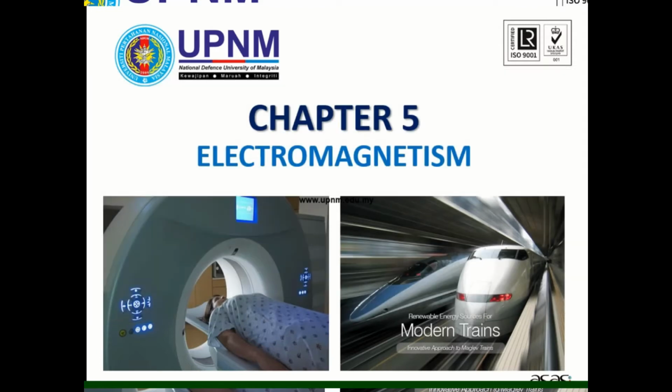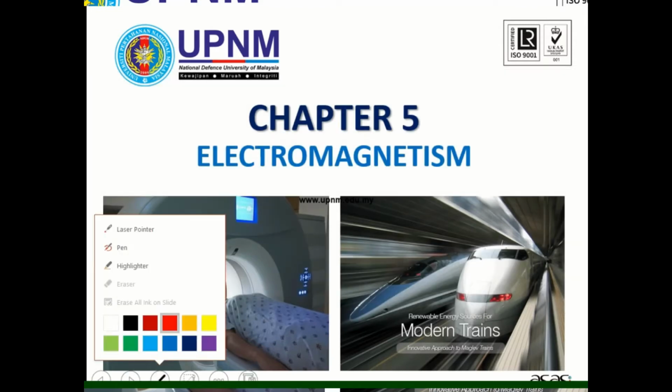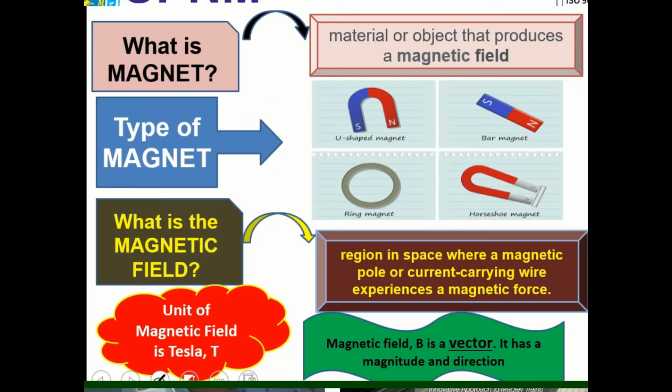We go to chapter 5, electromagnetism. So I believe that all of you have an overview of what is a magnetic bar, magnetic field, and so on. But now we recall and then we go to the further discussion on magnetism. So what is a magnet? A magnet is a material or object that produces a magnetic field.